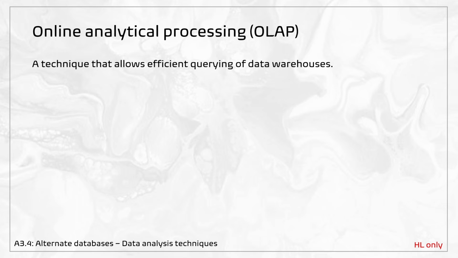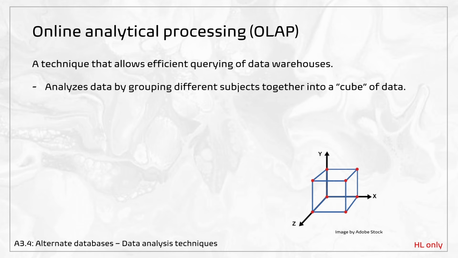Let's now get into how exactly data warehouses are analyzed. There are 2 ways to do this, but both methods are usually used together. First is a technique called online analytical processing, or OLAP. OLAP is a technique that further organizes the data in data warehouses, making the querying of data more efficient. What this means is that OLAP groups data from different subjects together into a cube of data like this. With this, each subject involved in the cube is a different dimension in the x, y, or z plane.